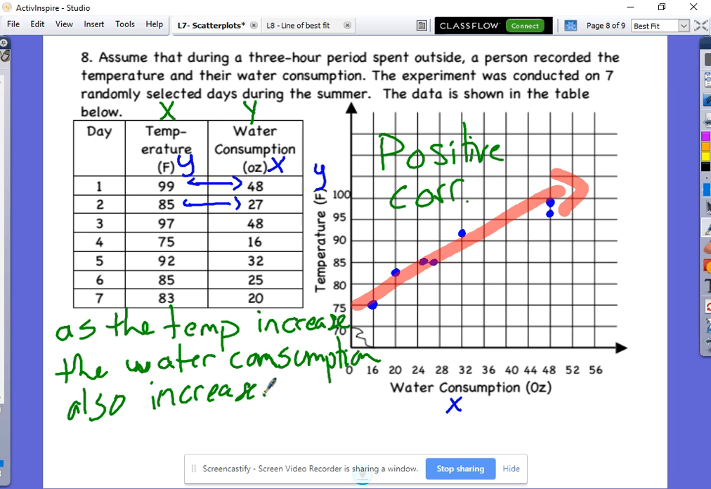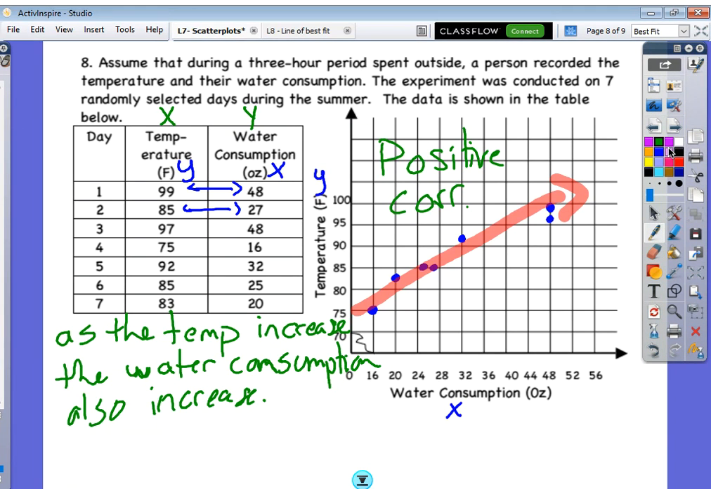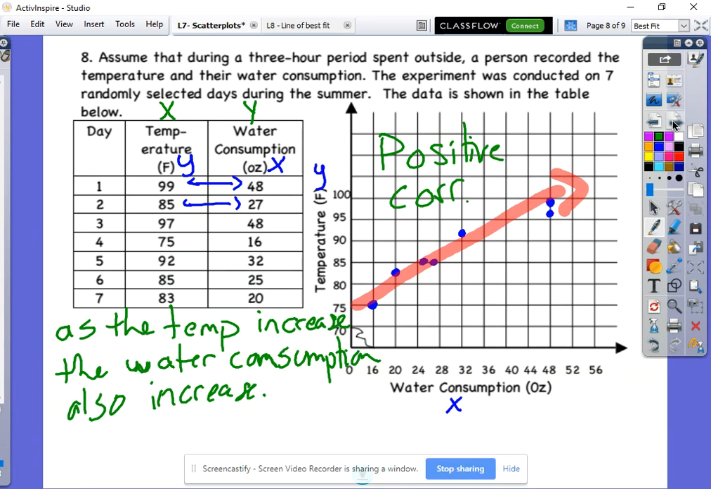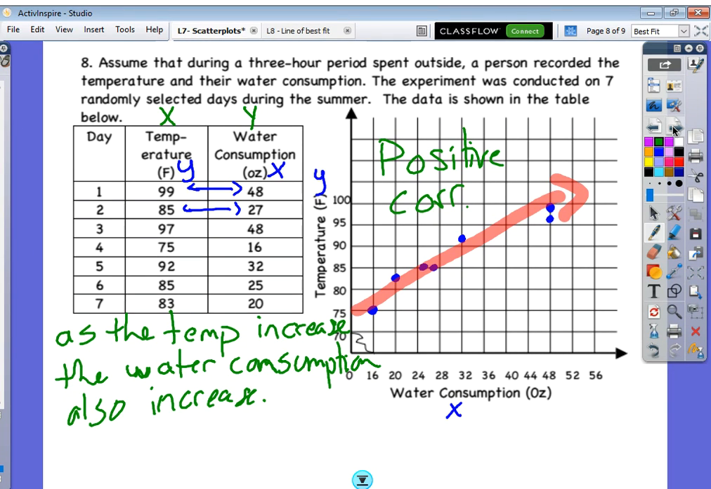So the goal of today is not only to identify whether it's positive or negative or no correlation, but also to really interpret what it's saying. You have to know what that correlation means in the context of the problem. So that's our main component today. If that doesn't make sense to you, please talk it over with a neighbor, or with Ms. Smith, and see if you can determine what correlation is really saying in the context of what we're talking about here.